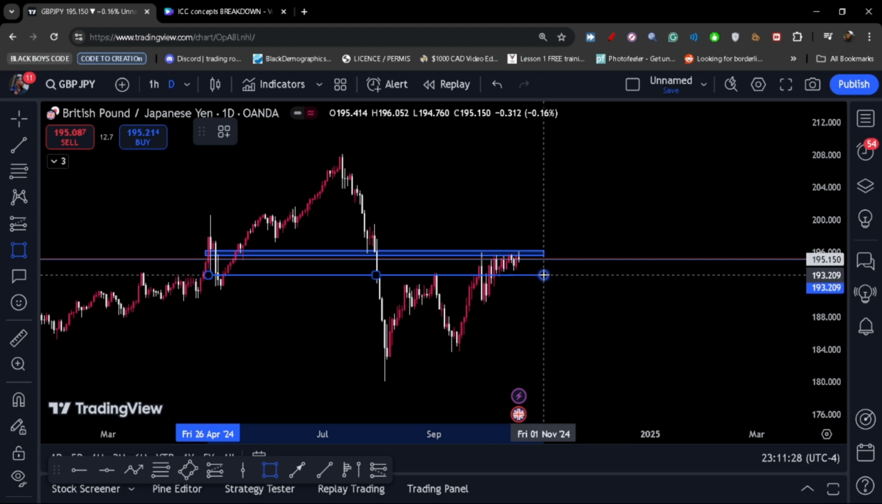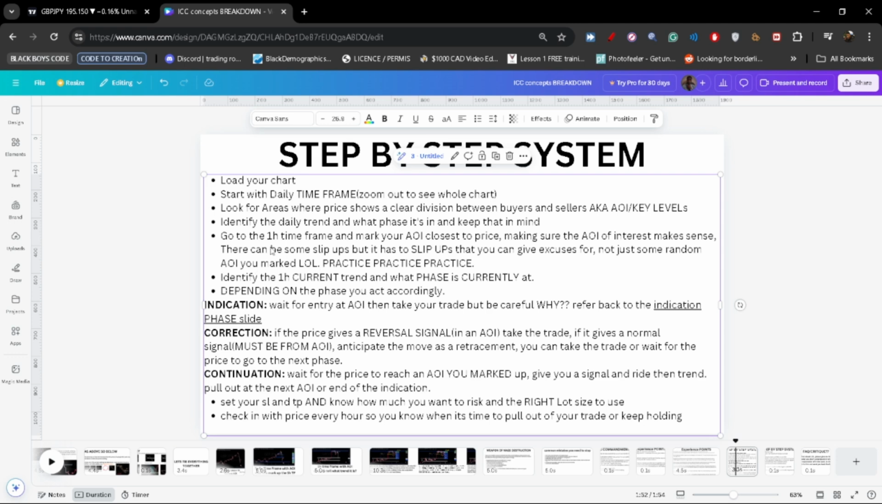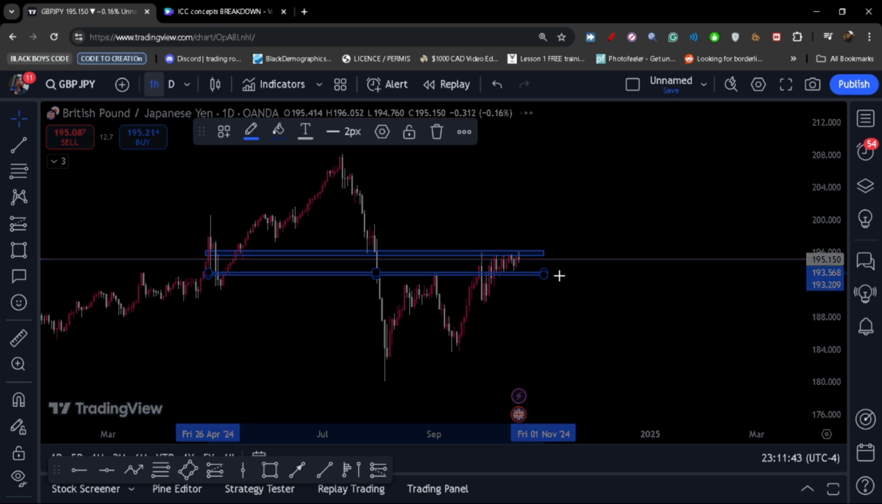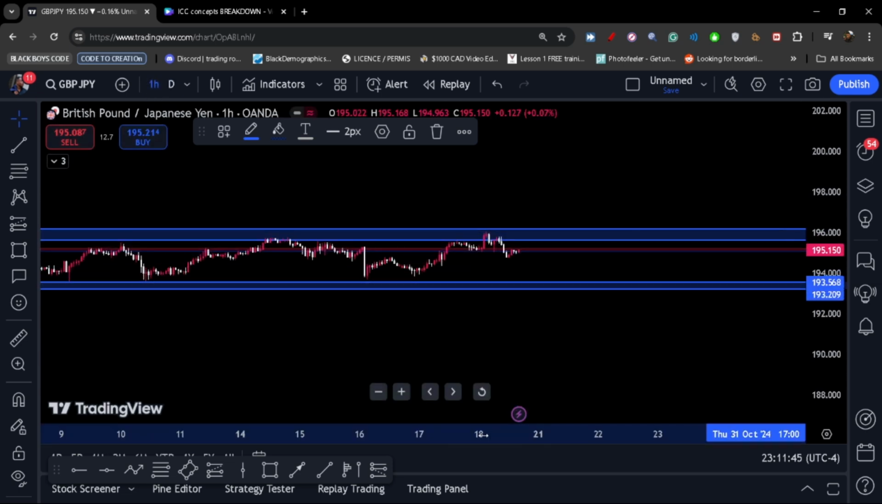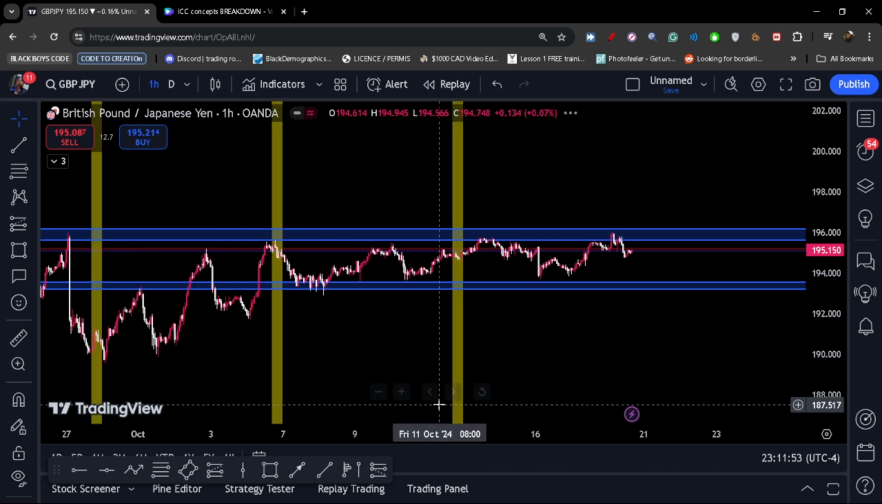So this is the first step on how you analyze your chart, and then subsequently we go to the 1 hour time frame to mark our area of interest there and understand what the trend is. Essentially, this ebook tells you what you need to do. For example, if I go to my indicator chart real quick, this is the weekly indicator. It shows you when the week started.